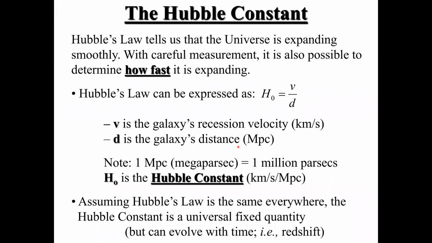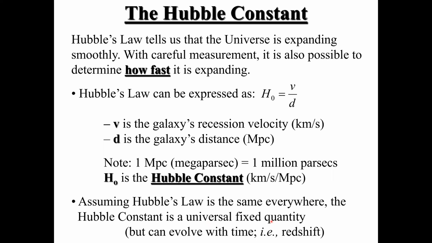And the units of the Hubble constant come in terms of kilometers per second per megaparsec. So make sure you keep an eye on these units, because these are not something we are used to in day-to-day life, right? And assume that the Hubble law is the same everywhere. The Hubble constant is a universal fixed quantity.